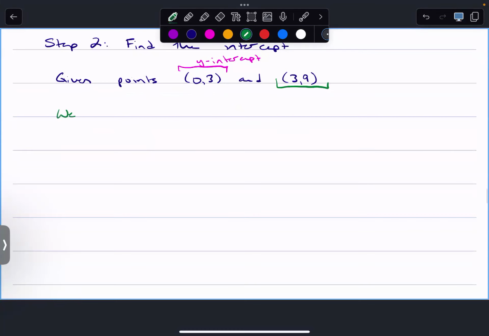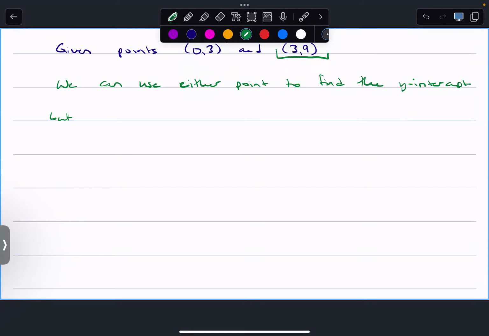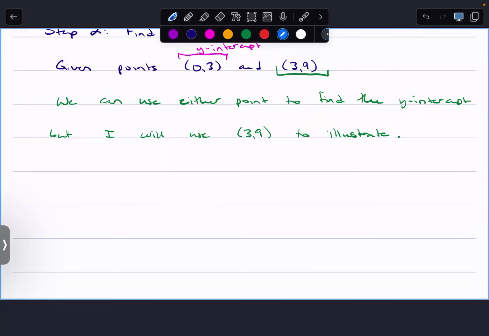So we can use either point to find the y-intercept, but I will use (3, 9) to illustrate. Like I said, (0, 3) would be kind of cheating. Not cheating.